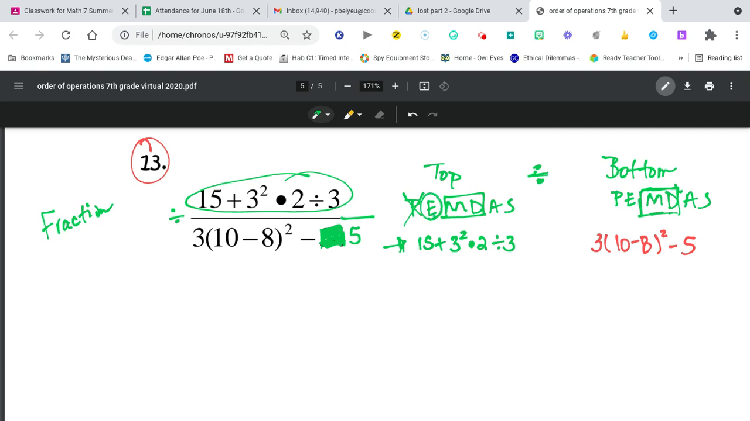Okay? Now, do you see any exponents? Yeah, right here. So for the exponents, you're going to do 3 to the second power, which is 3 times 3, which is 9. So I'm going to replace 3 to the second power with 9. Put times 2 divided by 3 back down. The only thing that changed was 3 to the second power. It changed to 9. All right, no more exponents.